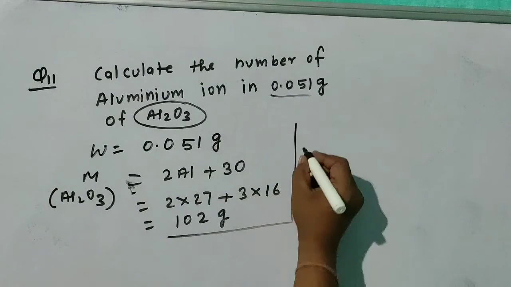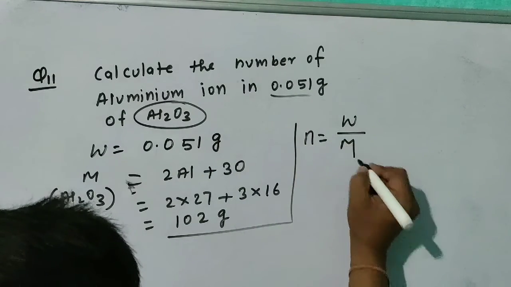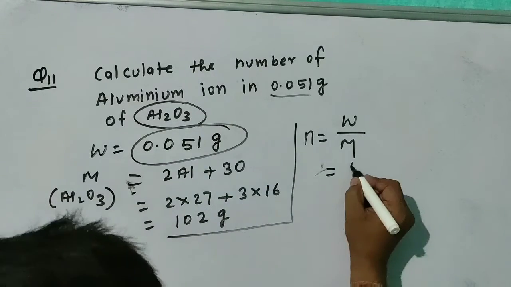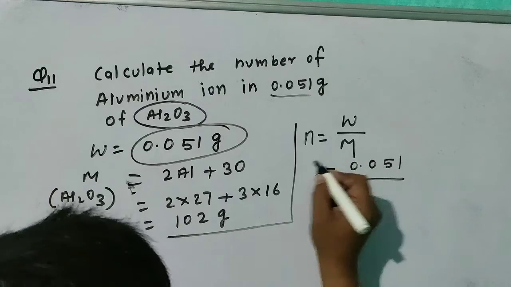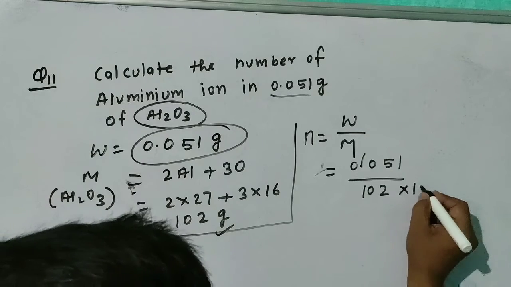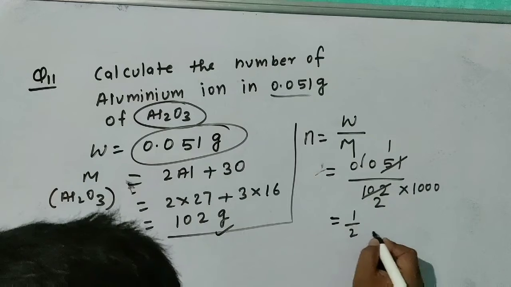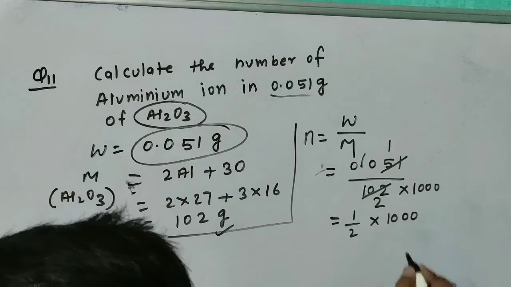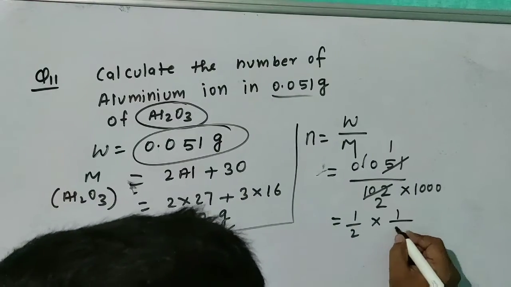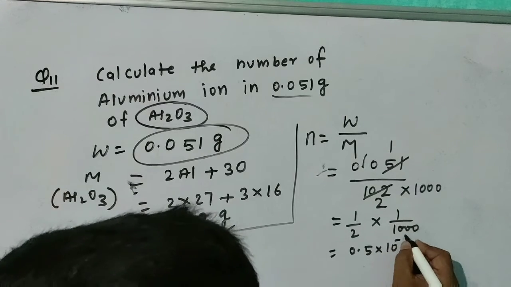Now you calculate the number of moles of aluminium oxide first. N is equal to given mass upon molecular mass. So number of mole would be: given mass is 0.051 upon molecular mass 102. This is 1 by 2 into 1 by 1000. This is equal to 0.5 into 10 to the power minus 3 mole.